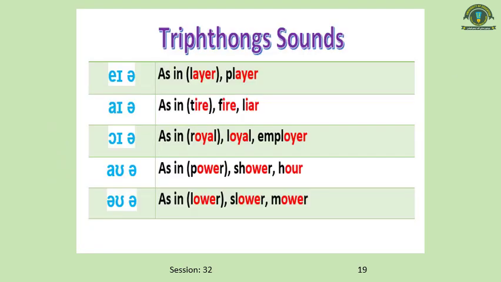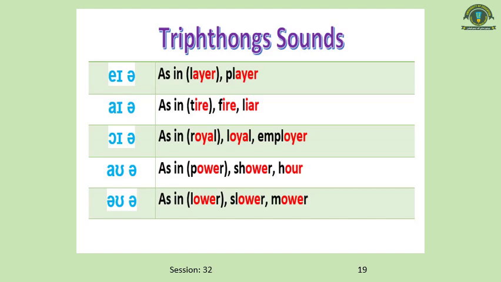Now look at this slide. Watch. There are 5 triphthongs. First is A plus A. Second is I plus A. Third is O plus A. Fourth is OU plus A. Fifth is O plus A. This is what I told you. You have to add what to a diphthong? Of course, schwa.